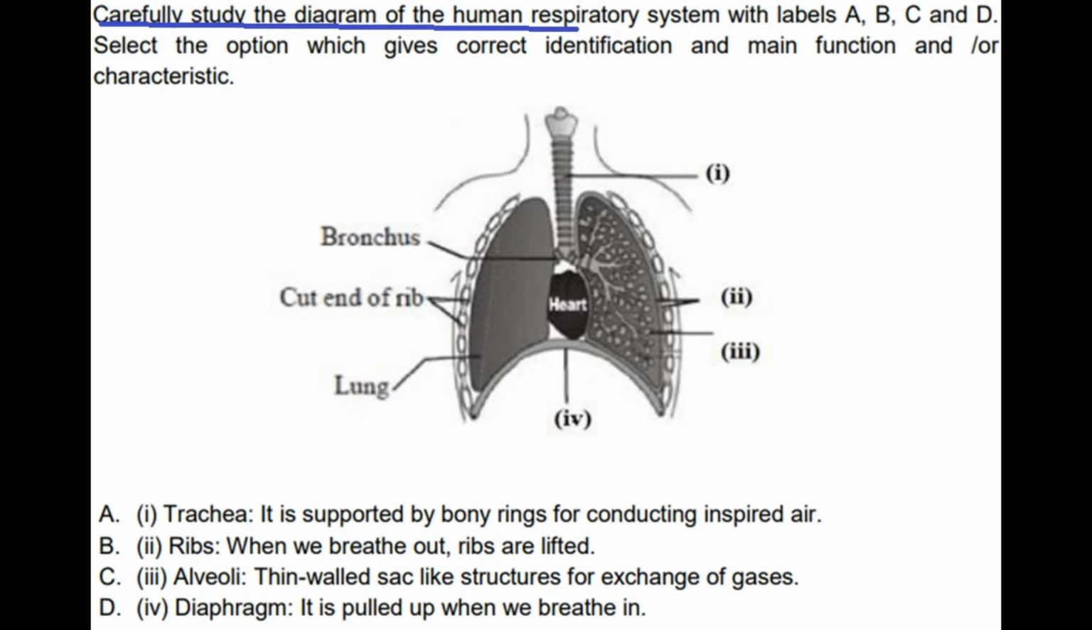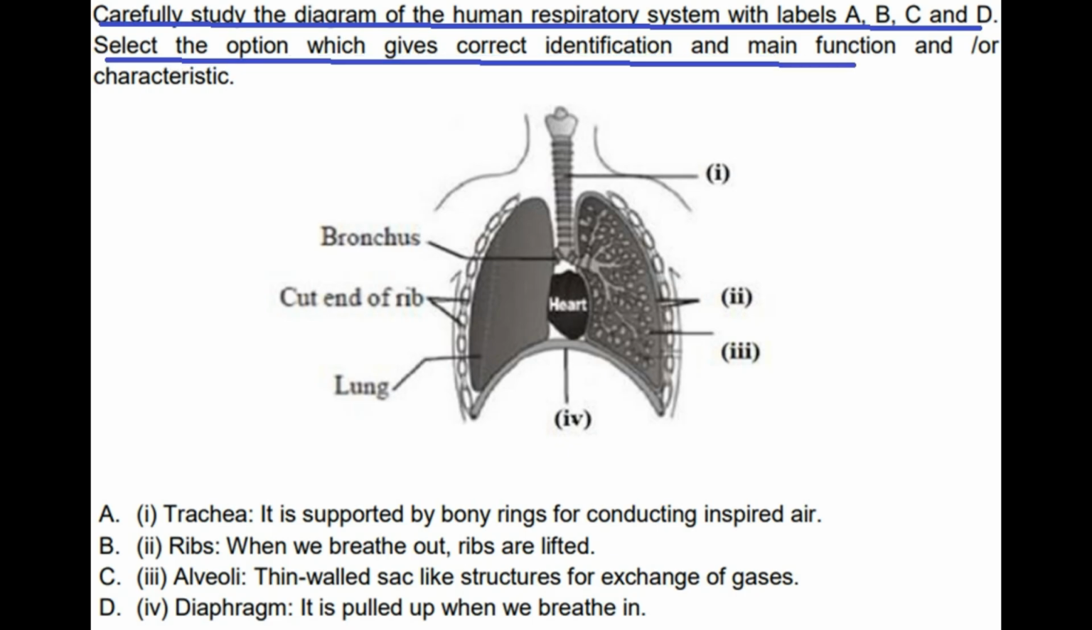Carefully study the diagram of the human respiratory system with labels A, B, C and D. Select the option which gives correct identification and main function and characteristic. So there are options. First we will label this diagram. Part 1 is the trachea. Part 2 shows ribs. And part 3 shows alveoli.